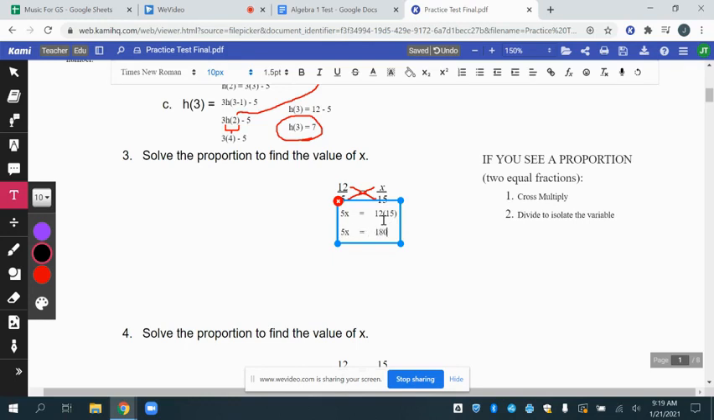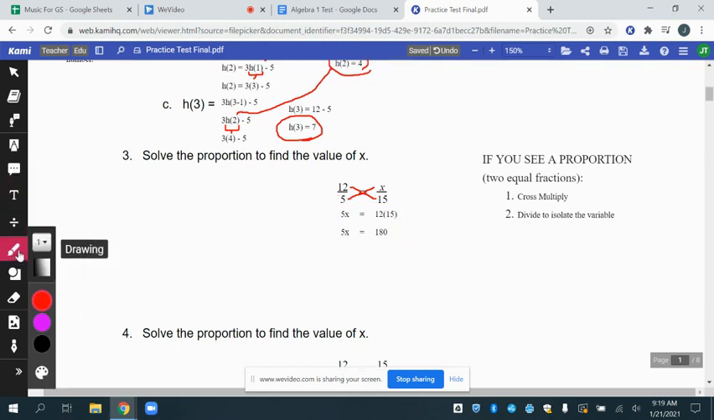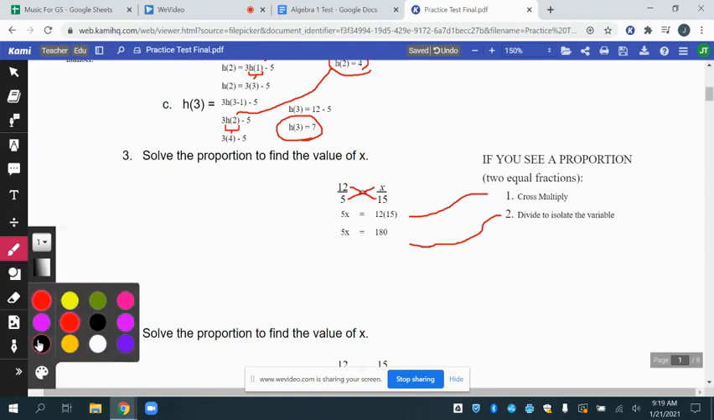Okay, 5x equals 180. So that was the first step. And now we're going to divide right here. Change this to black.